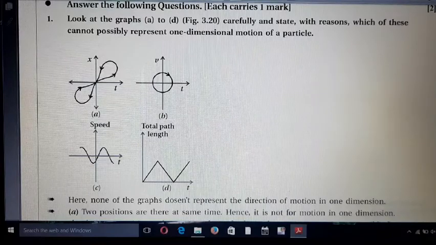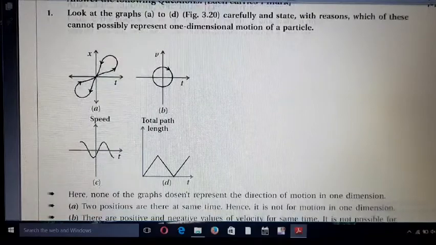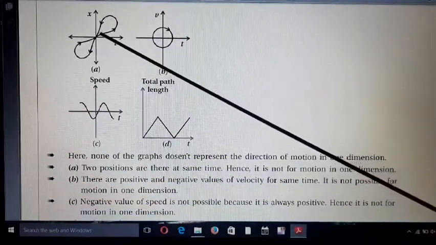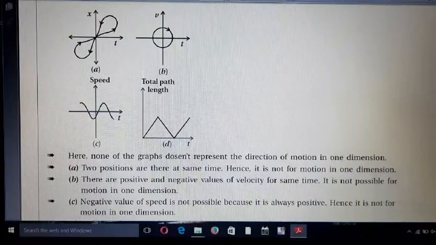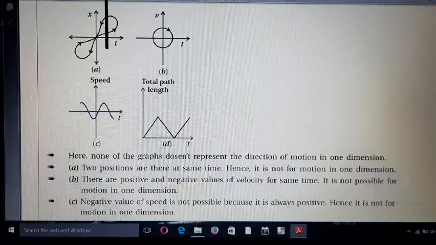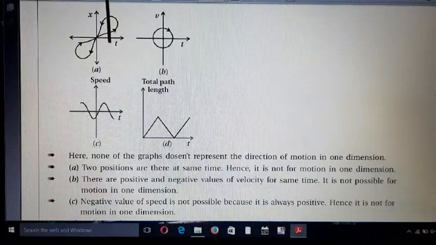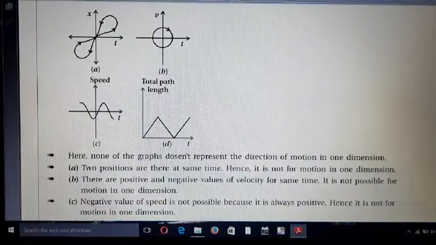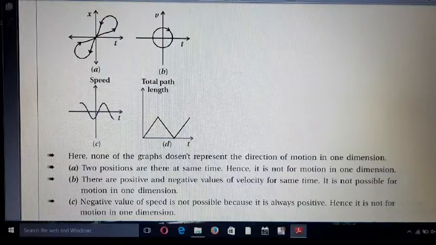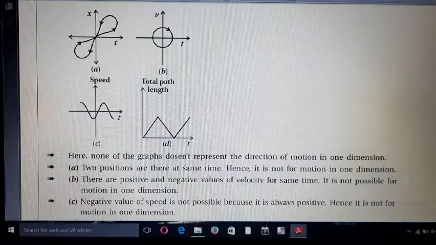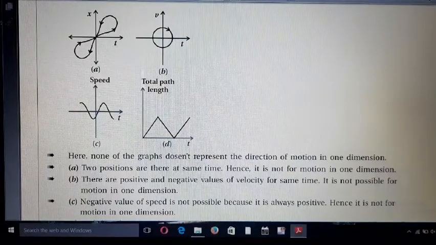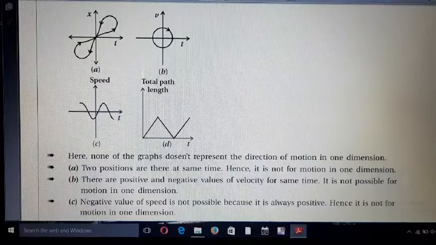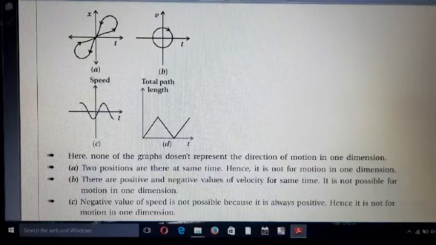Okay, so in our first figure, look here, an x versus t graph is available. Look here, for any time, now we have the value of t as 1 second. So 1 second has two different positions at the same time, but it is not possible for a particle to have two positions at one time. Okay, so figure A is not for motion in one dimension.